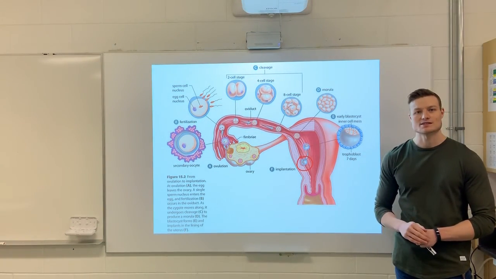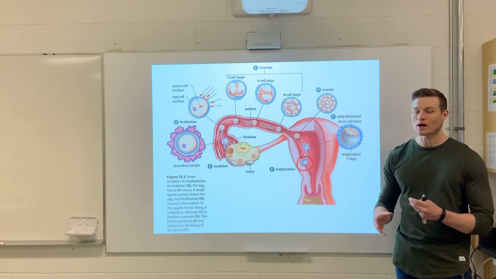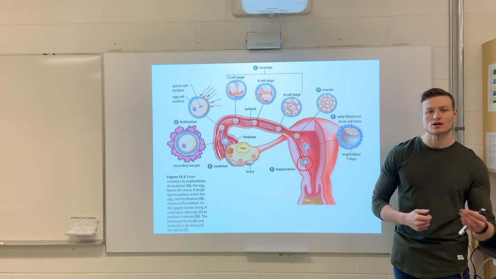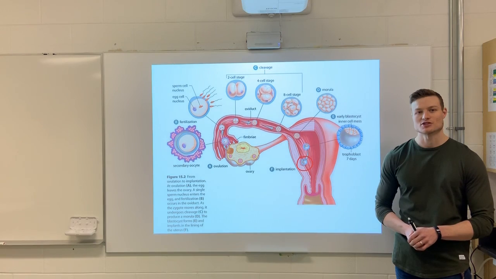For the next lesson, we're going to discuss, well, how does the embryo grow further, and where do your organs actually come from? So where does your heart come from? Where do your lungs come from? Where does your brain come from? So that's going to be through a process called gastrulation.